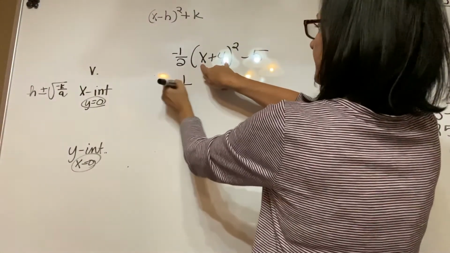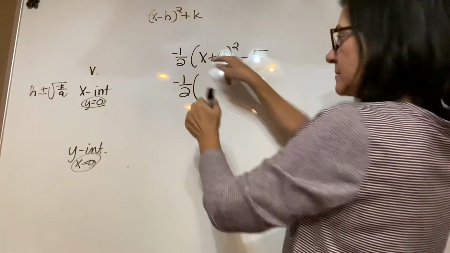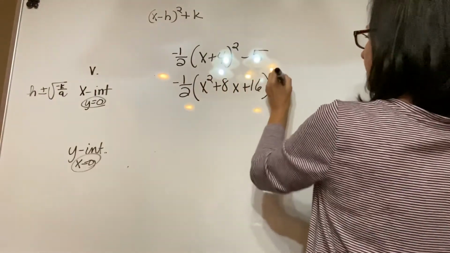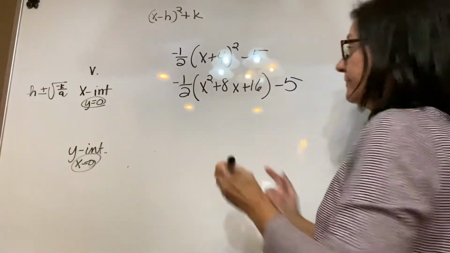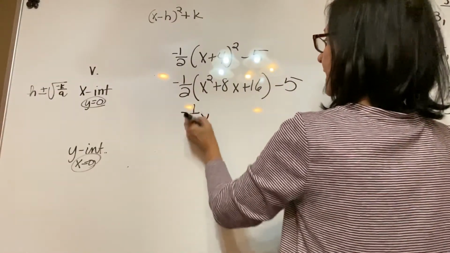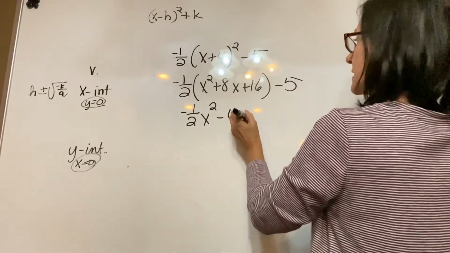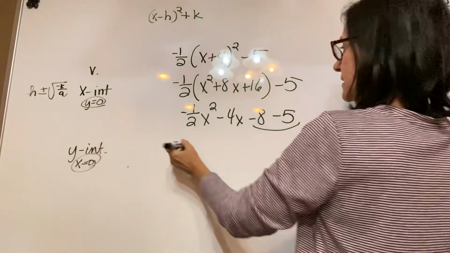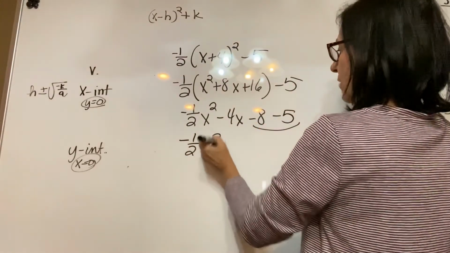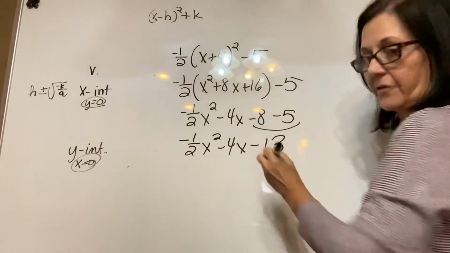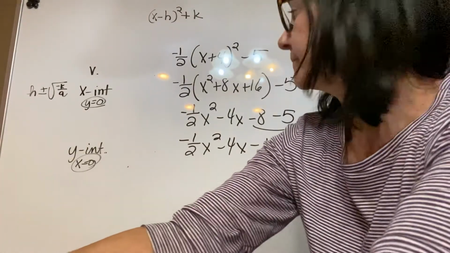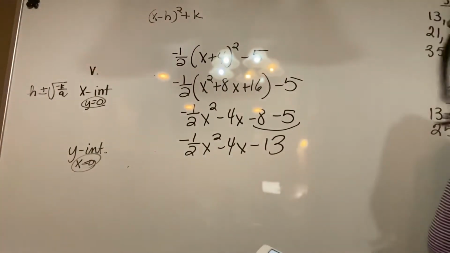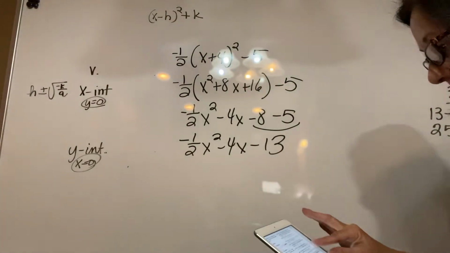First, I'm going to square x plus 4. So that's x plus 4 times x plus 4, which is x squared plus 8x plus 16, minus 5. Now distribute the -1/2. -1/2 x squared minus 4x minus 8. I distributed the 1/2, minus 5. I'll combine my constants. -1/2 x squared minus 4x minus 13. So you're just multiplying it out. That's all we do.